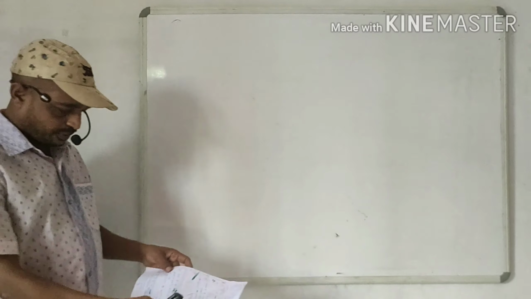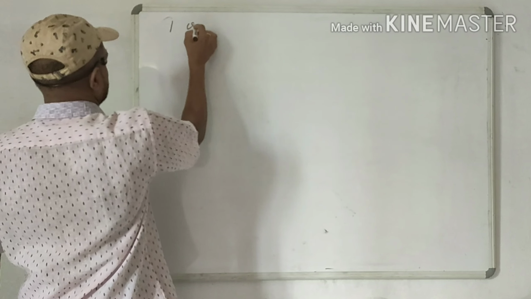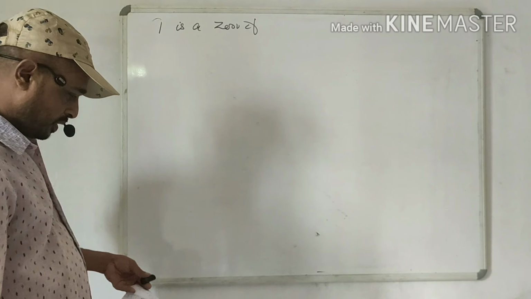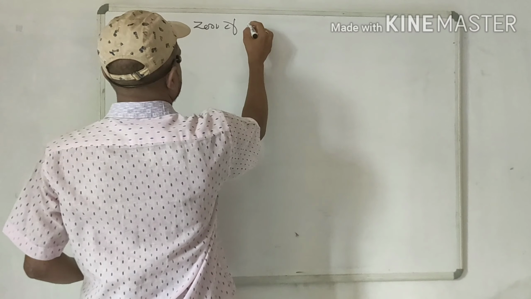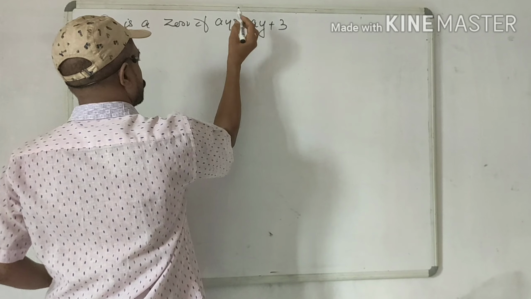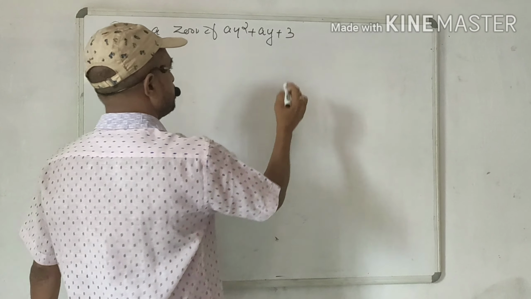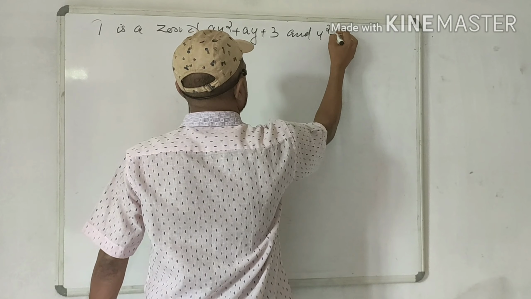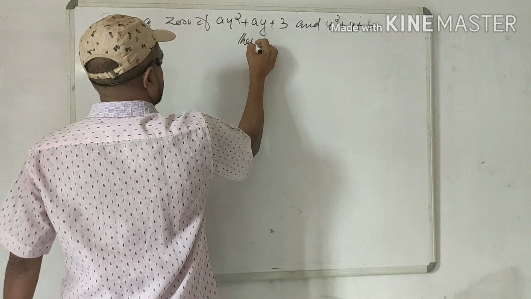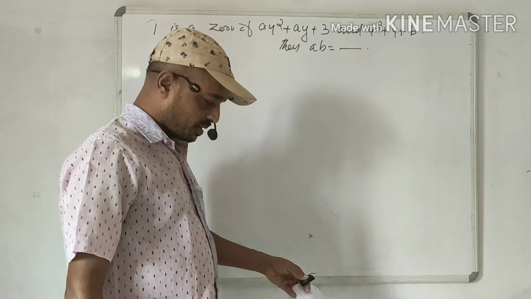See, if 1 is a zero of both ay square plus ay plus 3 and y square plus y plus b, then AB equal to dash. This is a CBSE daily question in 2012.